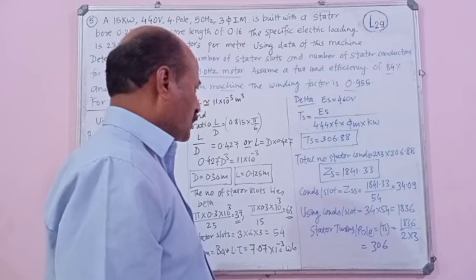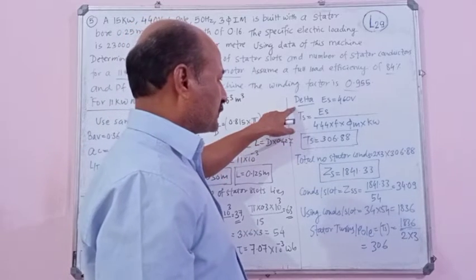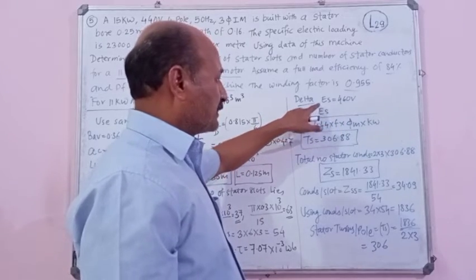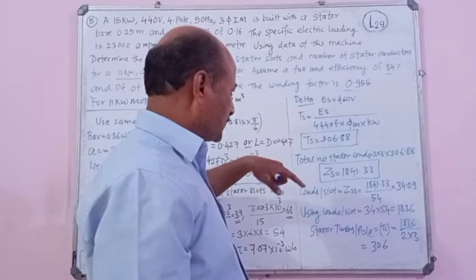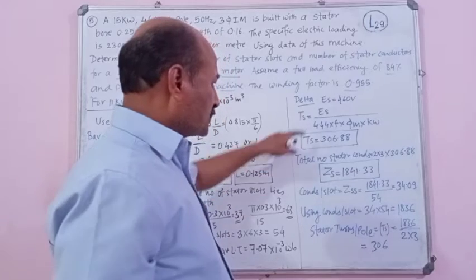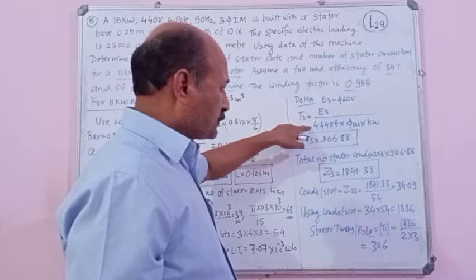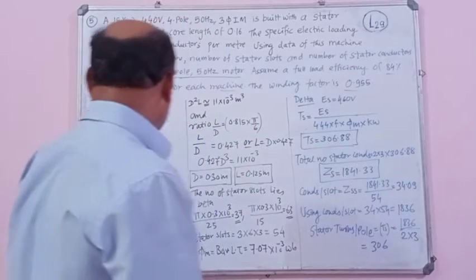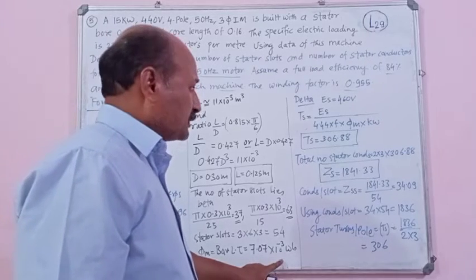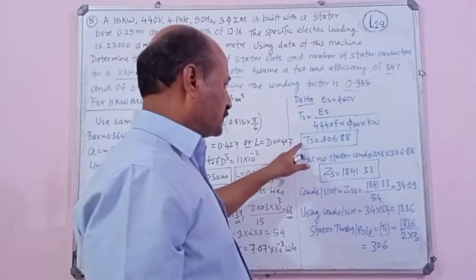Now we have to calculate the number of stator conductors per phase or the number of turns per phase. For that purpose you have to use the value of ES. As the motor is delta connected, there will not be any change between the line voltage and the phase voltage. So TS equals to ES divided by 4.44 F phi m kW. So we have ES equals to 460 volt, 4.44, 50, phi m equals to 7.07 into 10 to the power minus 3, then kW is same, that is 0.955. In this way you will get the value of TS.